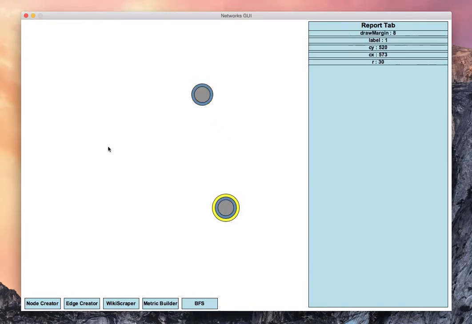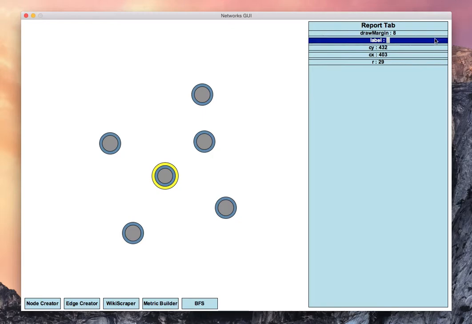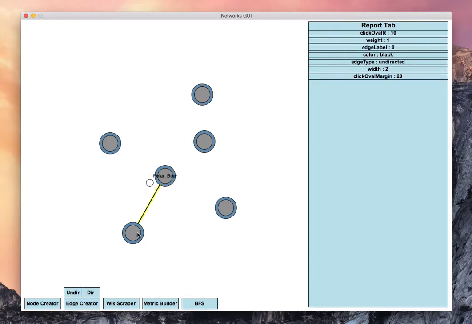So I can start by adding particular nodes to the network, adjusting size and characteristics, possibly adjusting labels. So for example, if I'm making a food network, polar bear might be one of the nodes. I can create certain edges that connect those nodes.